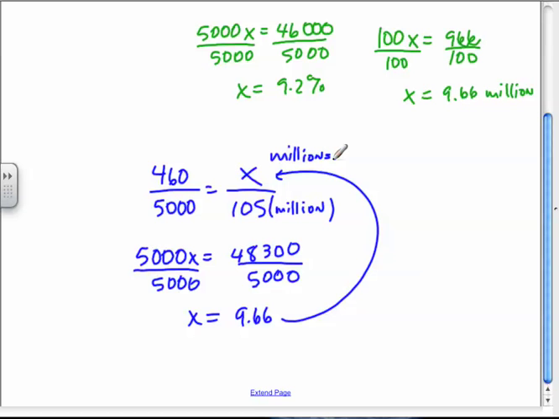I like the percent proportion, but it is more work. Okay? All right. Good job, guys. Get started on your homework.